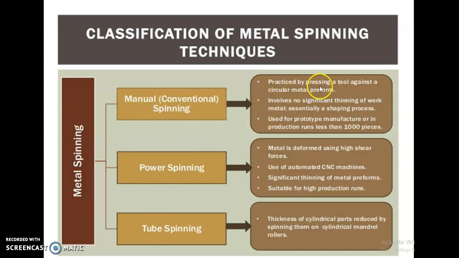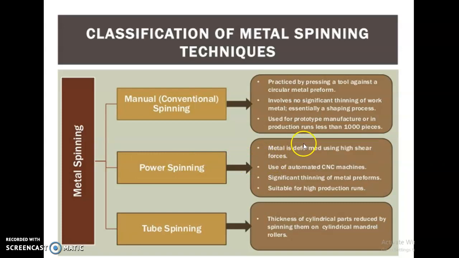So manual spinning is the application of pressure using a roller tool, practiced by pressing a tool against a circular metal form. It involves no significant thinning of the work metal. It is essentially a shaping process used for prototype manufacture or in production runs of less than 1000 pieces. If the production is less than 1000 pieces per day, you can use manual spinning.